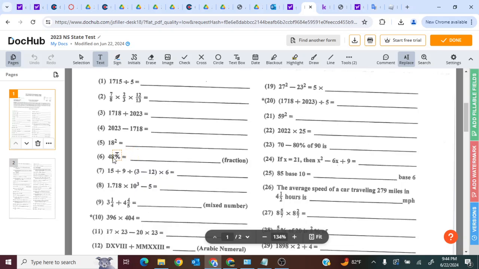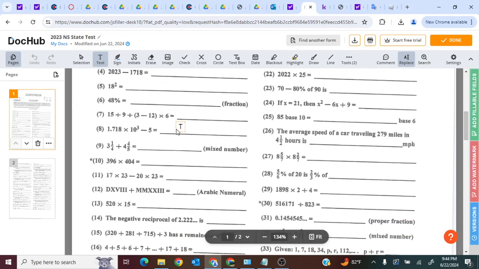Okay, 48% to what fraction? This is 48 over 100. You have to divide by 4, and you get 12 over 25. This, 9 divided by negative 9 times 6. Then these 9s cancel out to make a negative 1. You get 9 there. This 10 to the power of 3 gets rid of this decimal and moves it over 3 spaces, and then you just do basic subtraction.